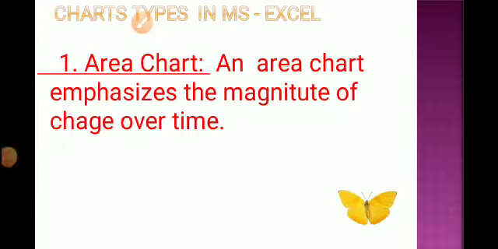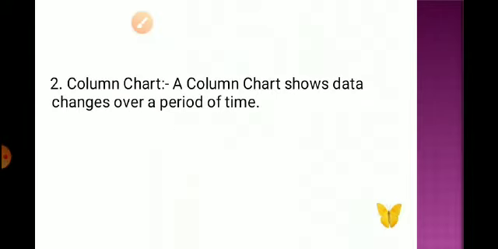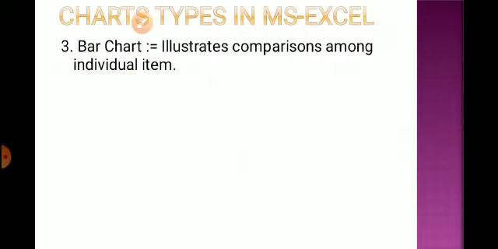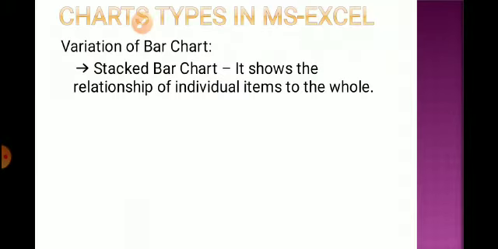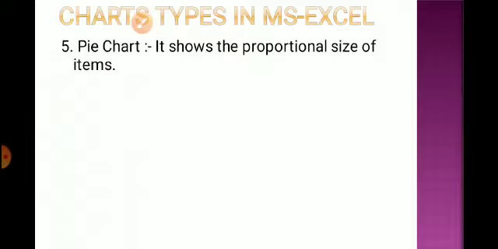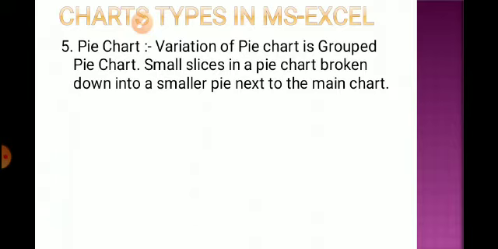Different types of the charts are: the first one area chart, the second one column chart. Variations of column charts are stacked column chart and then 3D chart. Third chart type is bar chart. Variation of bar chart is stacked bar chart. The fourth one is line chart. Fifth one is pie chart. The variation of pie chart is grouped pie chart.